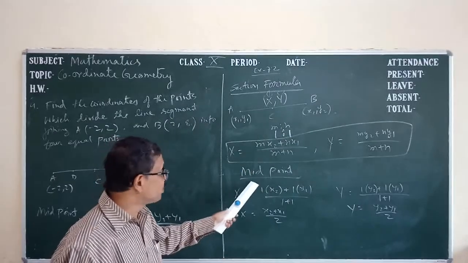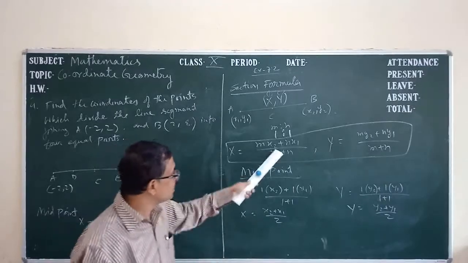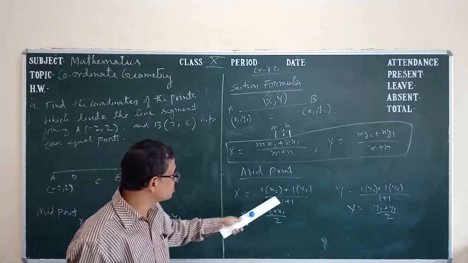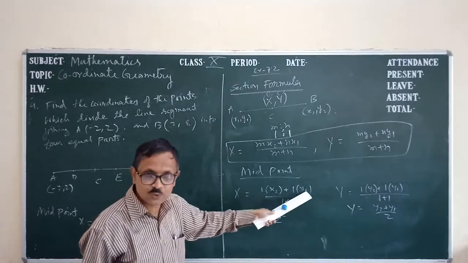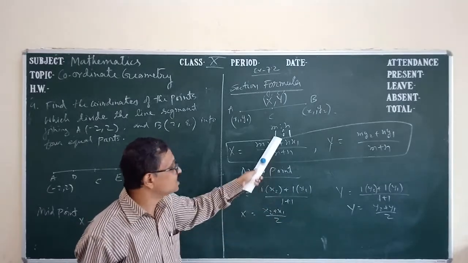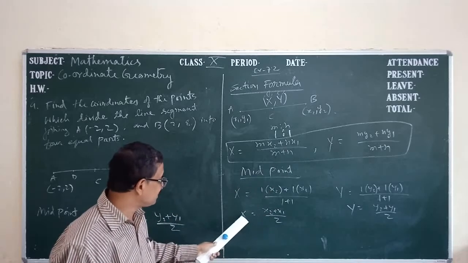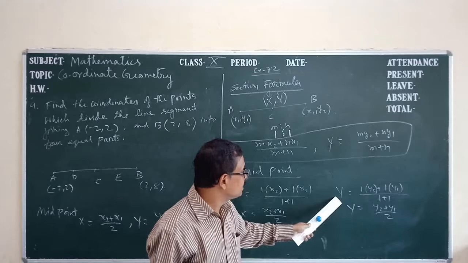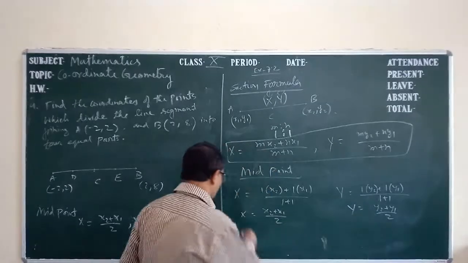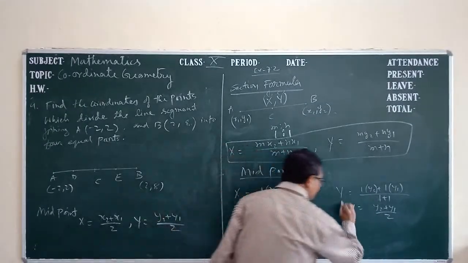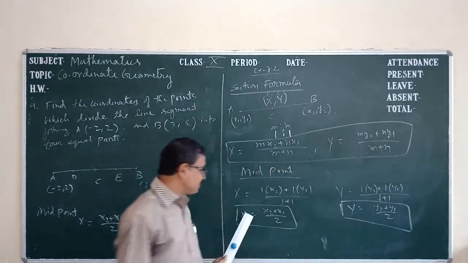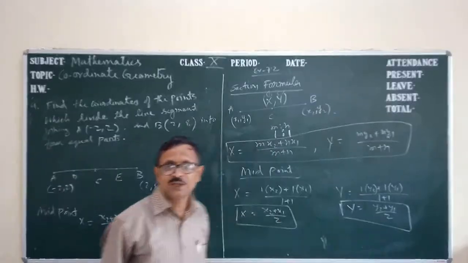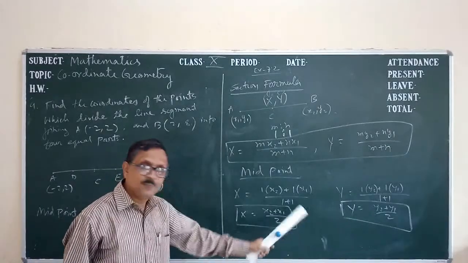Then what will be the formula? The midpoint formula is the same formula. M means 1 because the ratio is 1 is to 1. So (1 x2 plus 1 x1) upon (1 plus 1). That becomes capital X equal to (x2 plus x1) upon 2, and capital Y equal to (y2 plus y1) upon 2. This is the midpoint formula.